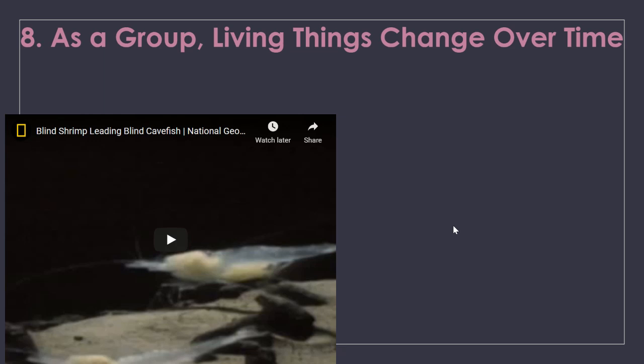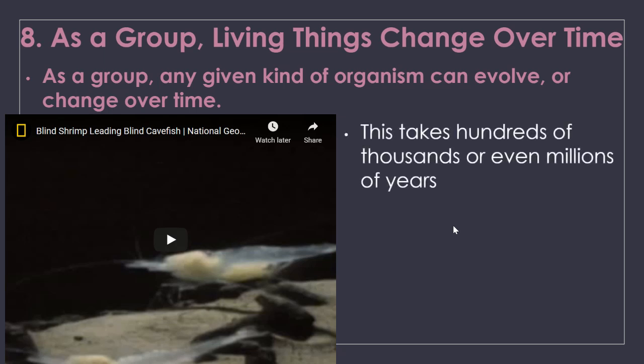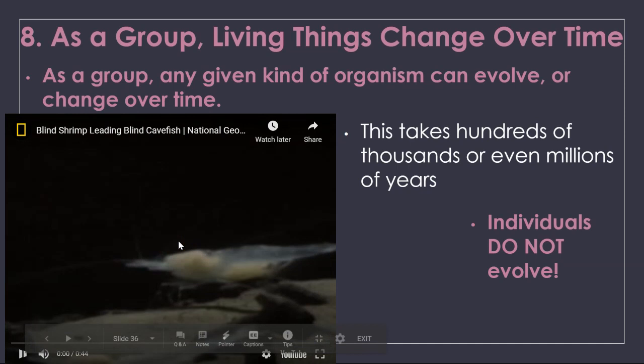As a group, living things can change over time, not as an individual, as a whole group. So any group of any given organism can evolve or change over time, and it takes hundreds of thousands or even possibly millions of years for this to happen. And note, please, individuals do not evolve. This is something that groups of organisms do over time. Check out this video.